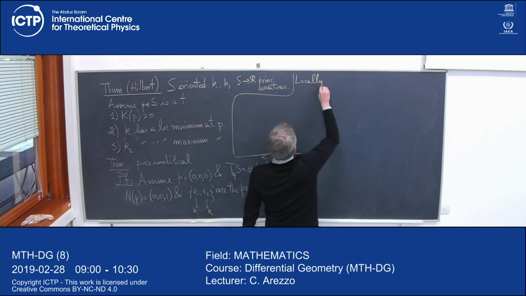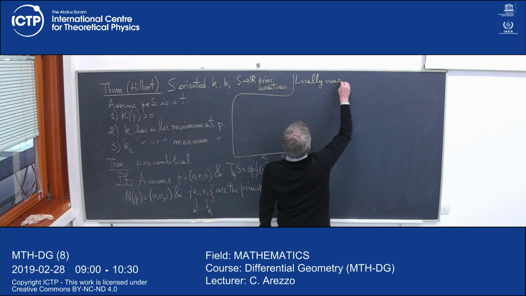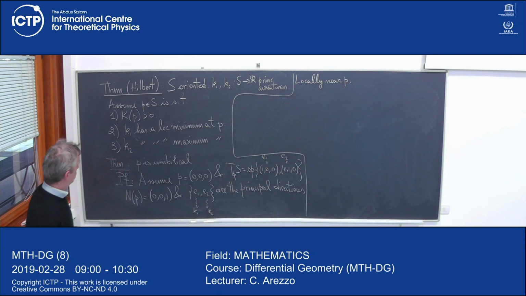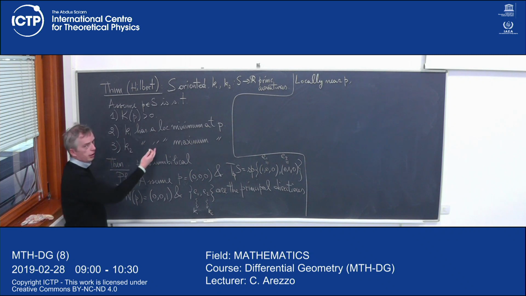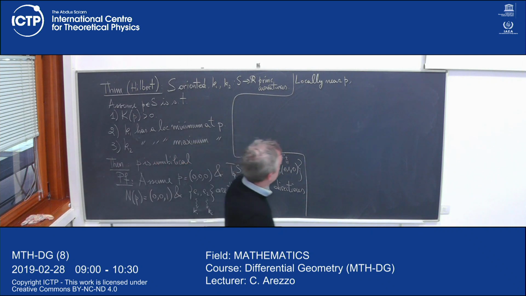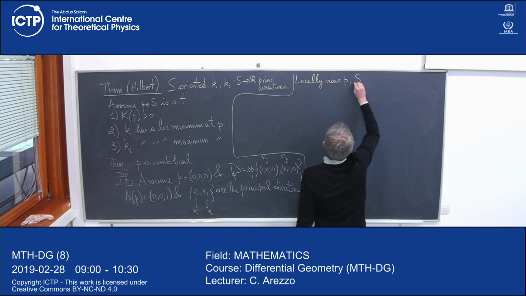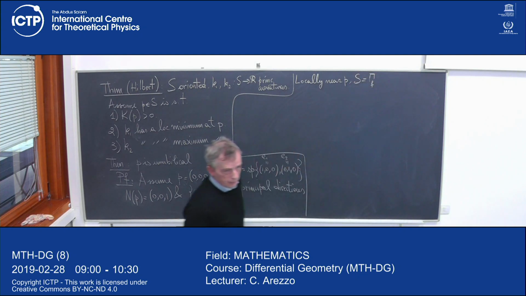what I mean by locally, near P, the surface. Notice that, of course, the theorem is local. So all the assumptions and the conclusions depend only on the surface near the point P. So no problem in working locally. Locally near P, I can think of S as the graph of a function f. Okay?